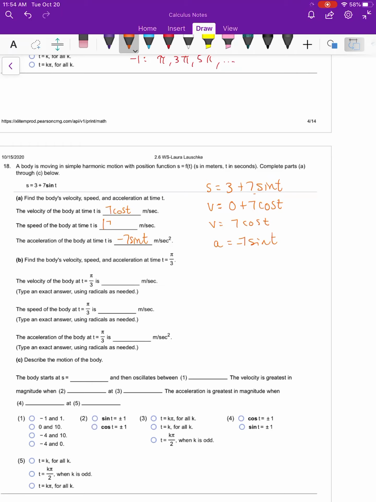They're asking for speed. It's the absolute value of 7 cosine t. And then find the body's velocity, speed, and acceleration at time pi over 3. So velocity at pi over 3 is 7 times the cosine of pi over 3. Pi over 3 is 60 degrees.